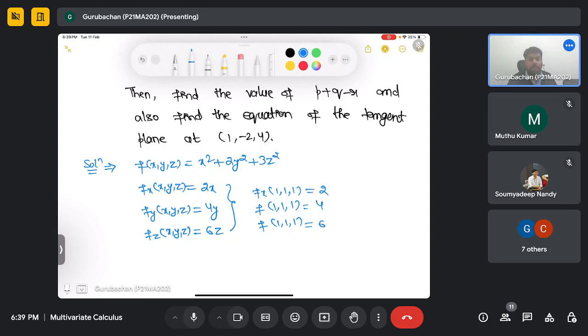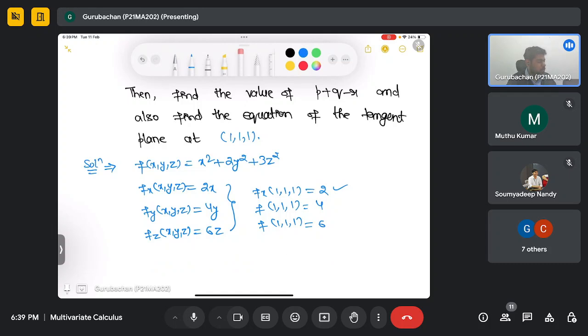So what is the equation of the tangent plane? It is 2 times (x minus 1) plus 4 times (y minus 1) plus 6 times (z minus 1) equals 0. This is the equation of the tangent plane that I have found first. So let me change here the point (1, 1, 1).